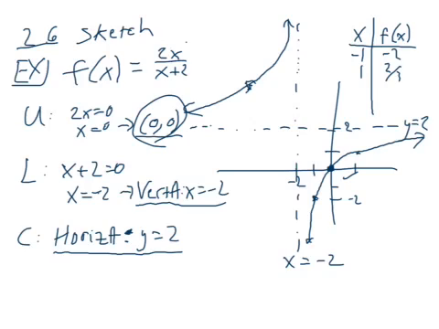Let's try another one. I go to the next page. Okay. Let's try one with an extra step that we're going to have to include. If we had g of x equals x plus 3 over x squared plus 4x plus 3, what do you think of when you see this problem? Sorry, it's really hard to read. That's x plus 3 over x squared plus 4x plus 3.